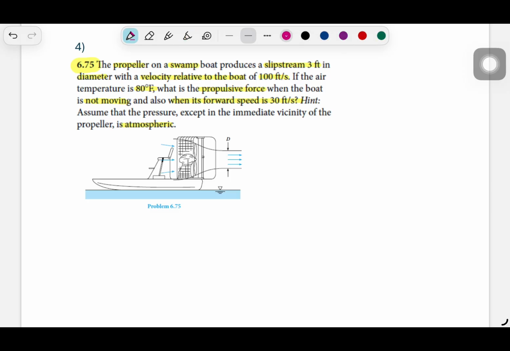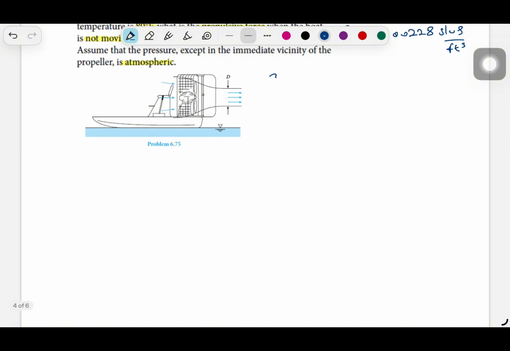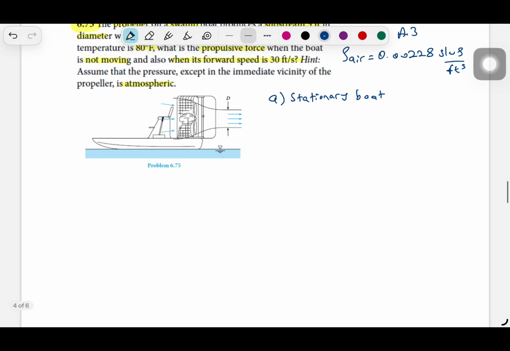So first, from table 8.3, you can get the density of air at this temperature, and it is 0.00228 slug per cubic feet. So we have two conditions. The first one is stationary boat, and the other one is when the boat is moving. So let me draw a control volume for this question.